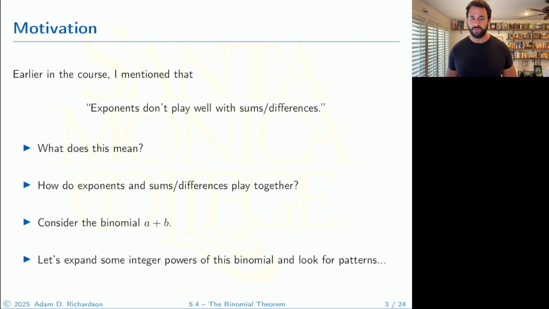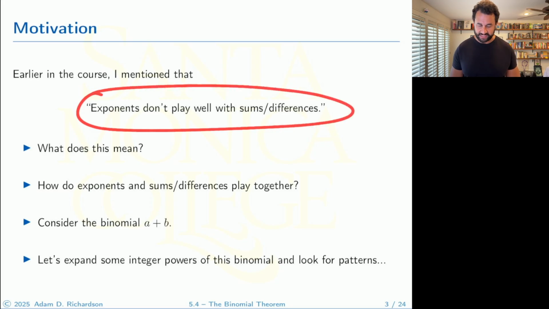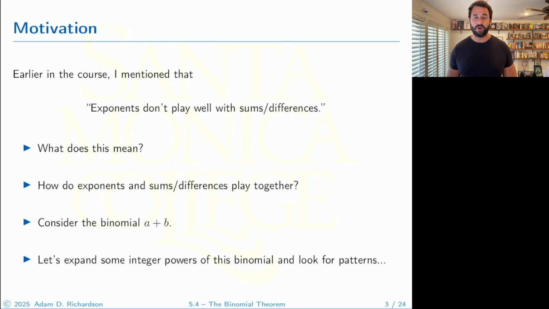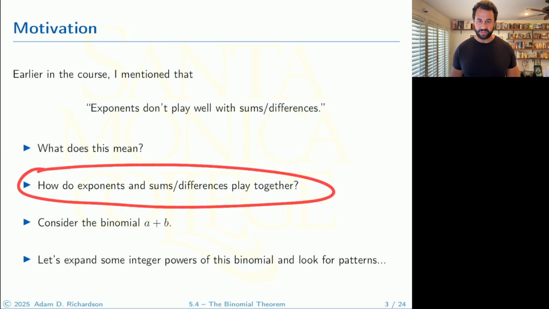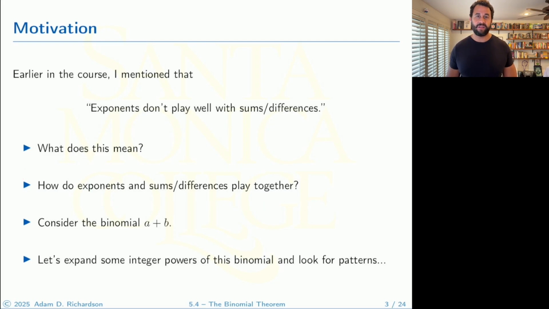All right. So let's start with some motivation. I always like to start with some motivation. You might remember that earlier in the course, I said something along these lines that exponents don't play well with sums and differences. So today we're going to answer the question, what does that mean? What do I mean when I say exponents don't play well with sums and differences? And if that's the case, how do they actually play together? We're going to figure that out today, okay? So the way we're going to do that is we're going to start by looking at some patterns.